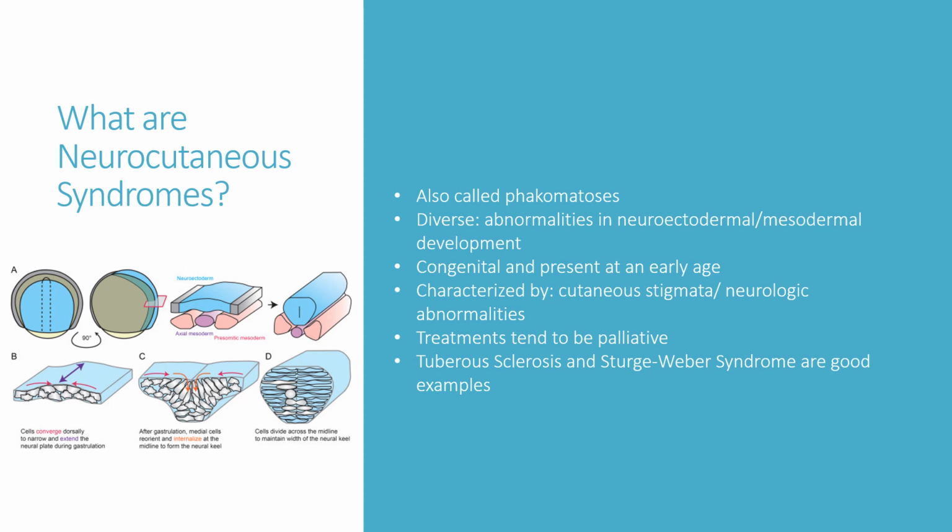They are also mostly characterized by the appearance of cutaneous stigmata, or visible skin deformities, along with a variety of neurological symptoms, which usually include seizures and developmental disorders as a result of tumor formation. Treatments, unfortunately, tend to be palliative instead of curative, given the nature of these diseases. And today we will be focusing on tuberous sclerosis and Sturge-Weber syndrome as two examples of neurocutaneous syndromes, with a special focus on tuberous sclerosis.